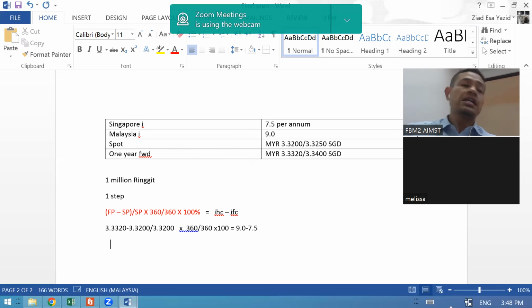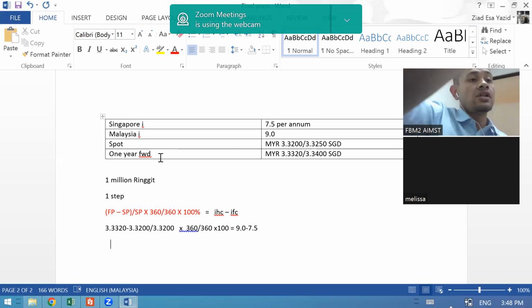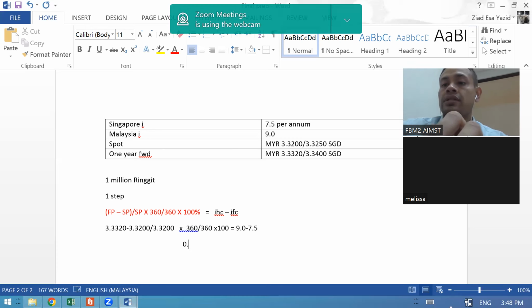So we just calculate lah, how much do we get. We will get 0.36, betul tak? 0.36%, equals 1.5%. So obviously, the interest rate parity doesn't hold. Okay, this is the first step.